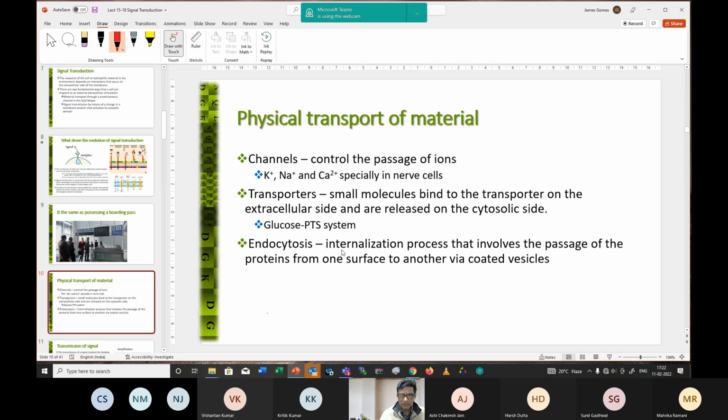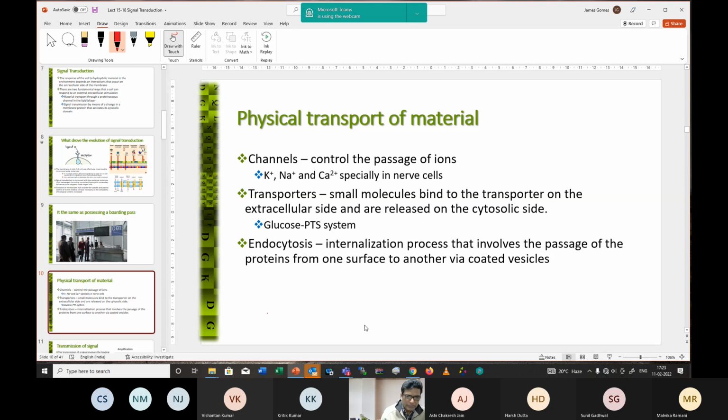And you also have endocytosis, which is an internalization process where proteins from one surface go to another via coated vesicles, and this is now like common knowledge after we've seen the virus entering human bodies. Various kinds of virus activities have been visualized using electron microscopy, where it is very clearly shown how endocytosis takes place in different stages, how it progresses and enters into a cell, and it's clearly seen that the cell membrane merges with the other before it enters.